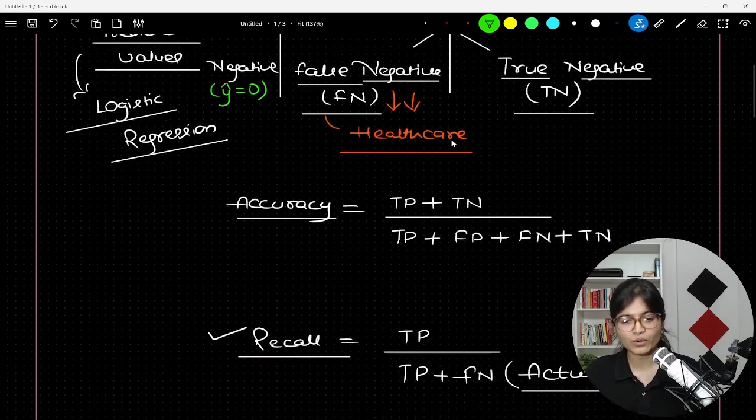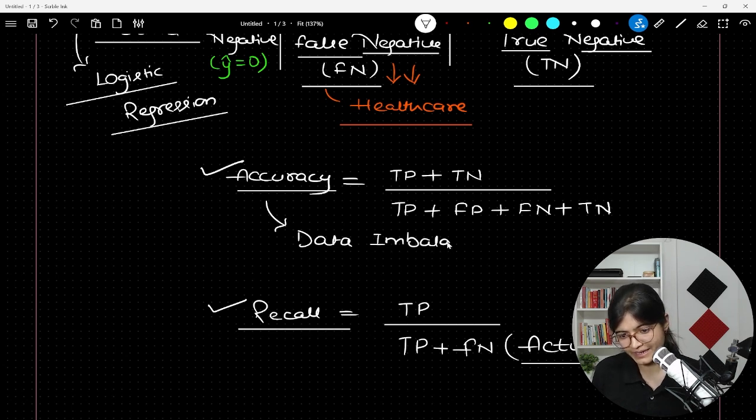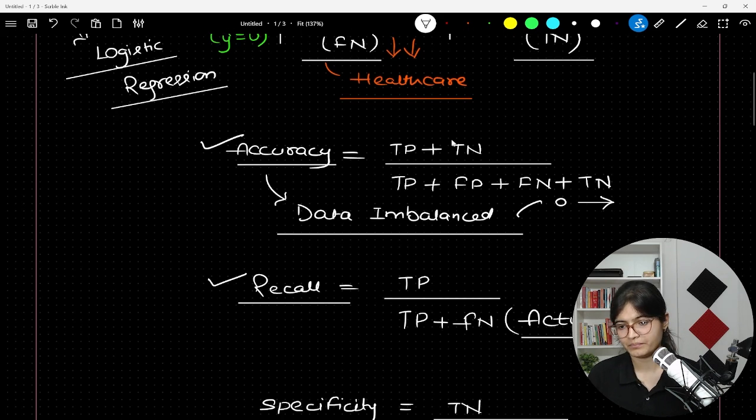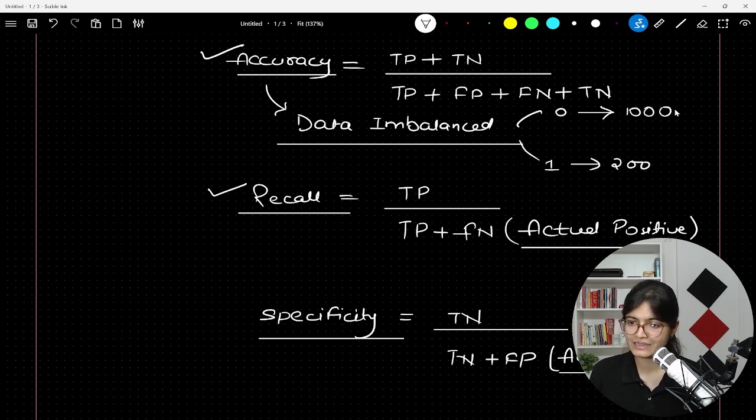Now, as I told you, accuracy is again a reliable thing which we usually evaluate. There are a few instances, for example, when our data is imbalanced. What is the meaning of that? The simple meaning is where, let's say, I'm giving you one simple example, for the zero class, the people who are not diabetic, let's say we have 1,000 records. But the people who are diabetic, let's say we just have 200 records. This is the meaning of data imbalance. In that case, definitely accuracy is not a good metric, but in other cases, accuracy is a better way.